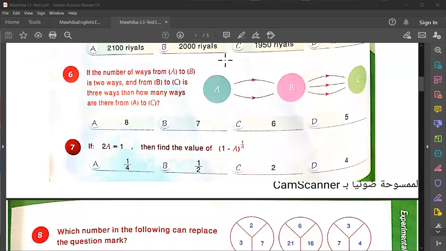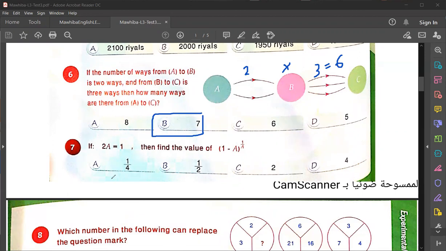You have here 2 ways, right? And you have here 3 ways. You only multiply. 2 times 3 equals what? Equals 6. So how many ways do I have? Yes, Al-Hassan, good job. So the answer is B, right? So the answer is B.